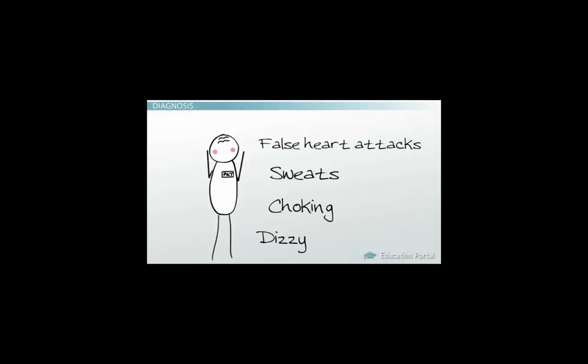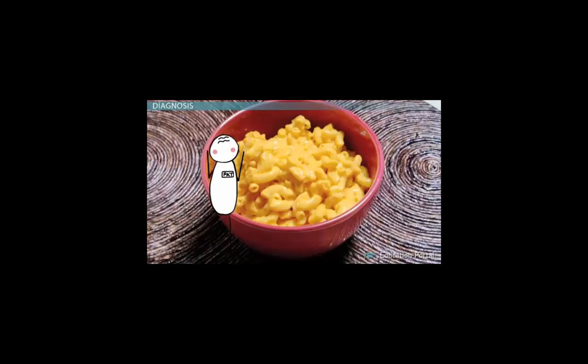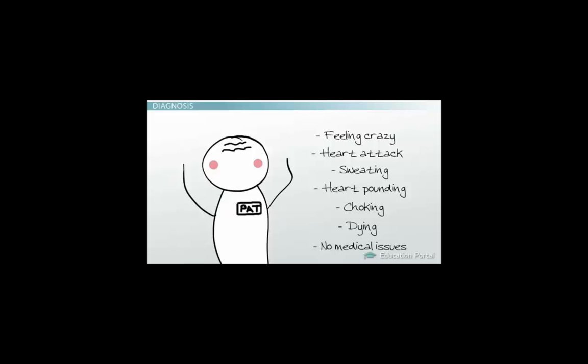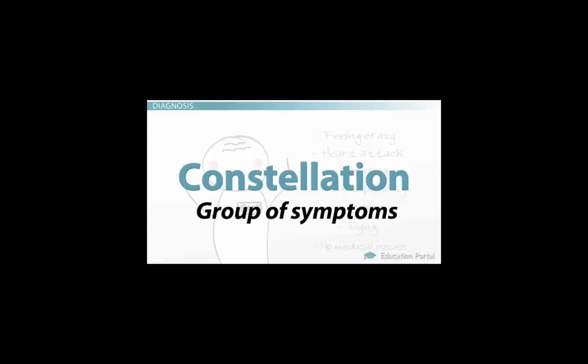Think back to Pat. He's got symptoms, like ingredients, and you've got to put the symptoms together to diagnose what's wrong with him, like choosing the recipe from the cookbook. Mental disorders and their symptoms are found in the DSM, but as the psychologist, it is your job to determine which diagnosis is correct. You start by looking at all of Pat's symptoms: feeling like he's going crazy, feeling like he is having heart attacks, sweating, heart pounding, sensation of choking, dizziness, feeling like he is dying, and no medical issues with his heart. Together, these symptoms make up a constellation, or a group of symptoms.